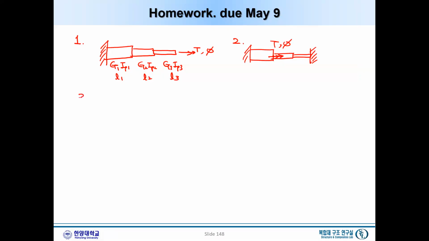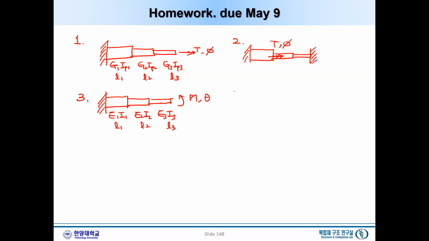Now, the third problem is a beam, exactly the same configuration, and now this is a beam, and we apply the bending moment, and we want to calculate the angle of rotation at where we apply the moment at the end. So this one is E1 and I1, and this is length L1. This is E2, I2, and L2, and E3, I3, and L3.